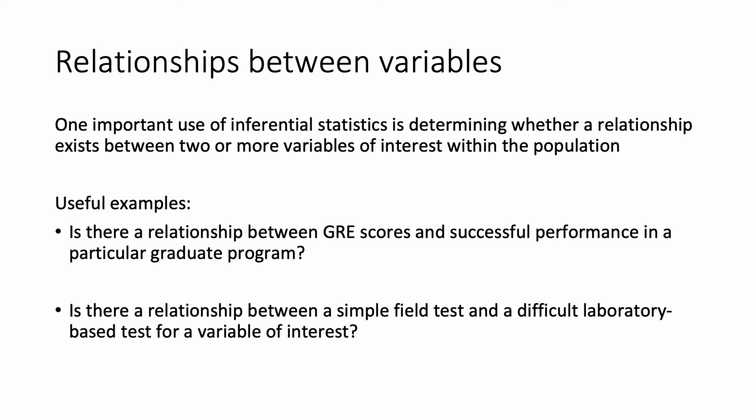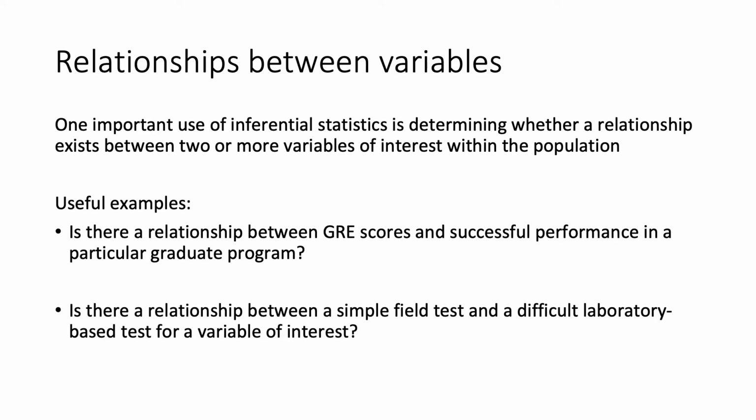One important use of inferential statistics is determining whether a relationship exists between two or more variables of interest within the population. One example: is there a relationship between GRE scores and successful performance in a particular graduate program? So knowing this can be a screening tool for predicting which students will and will not be successful in the program.